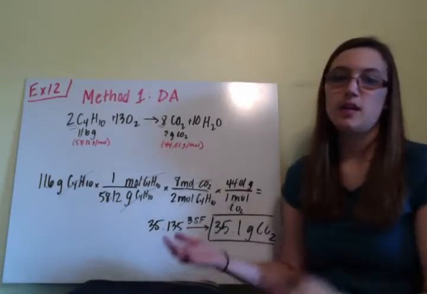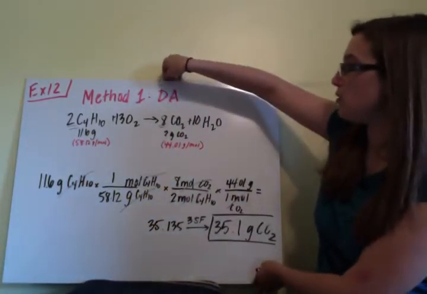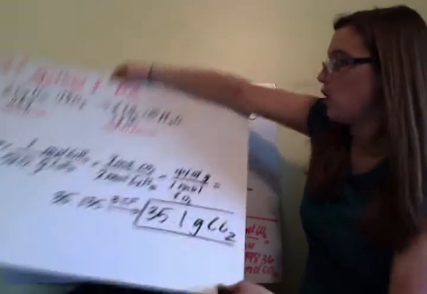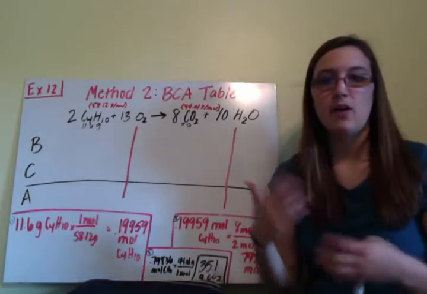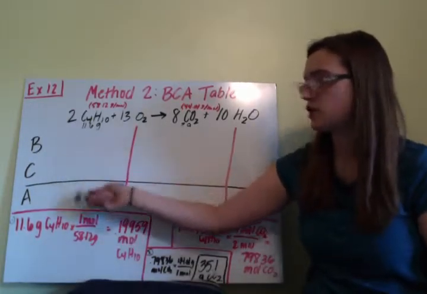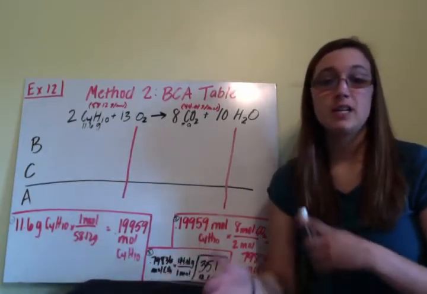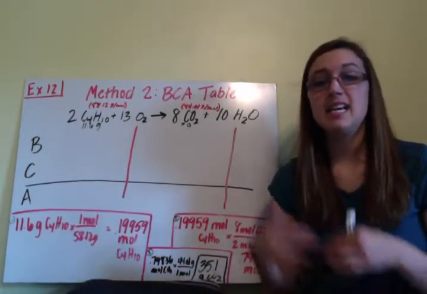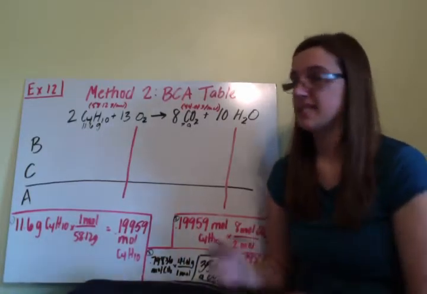Typically, this is going to be the quickest way to solve a problem, but I want to show you the second method, which involves using what are called BCA tables. Now, in the lecture, I went through what a BCA table stands for: before, change, and after. But the reason I want to show you this is because once we get into limiting reactants, this actually might be more helpful in determining the limiting reactant.